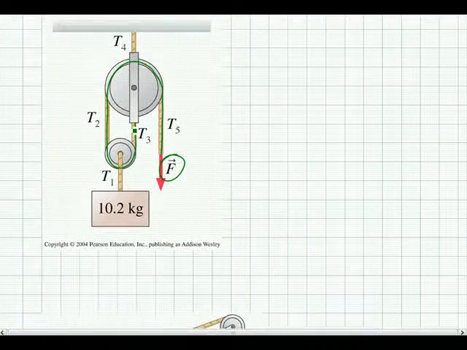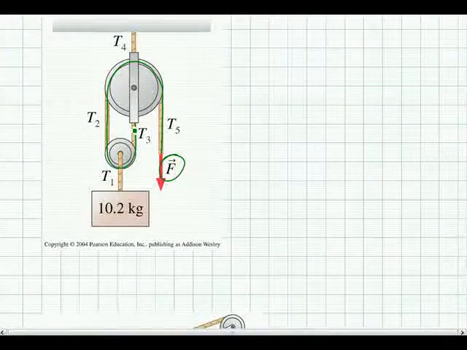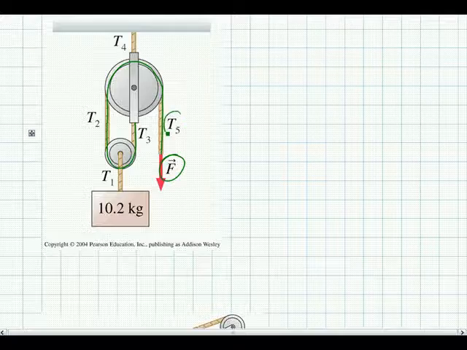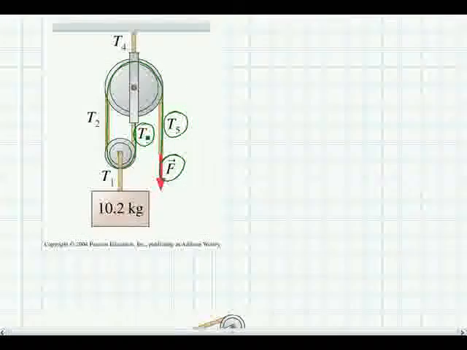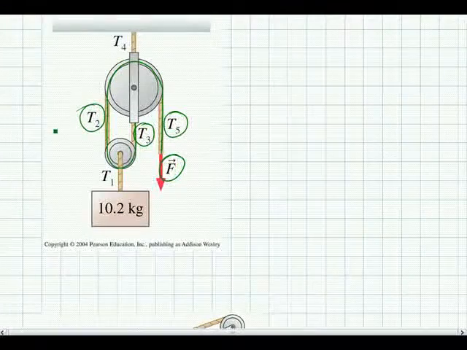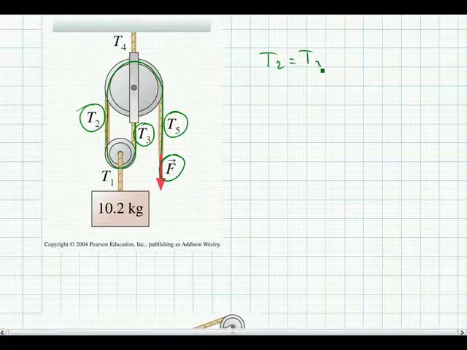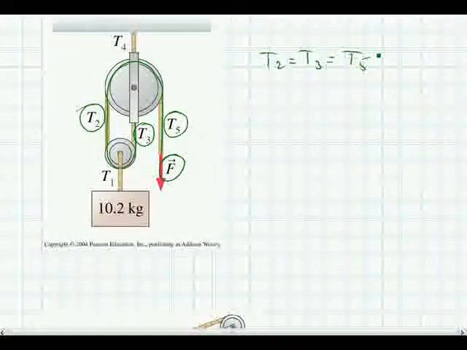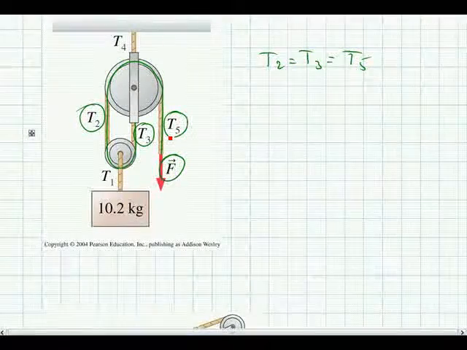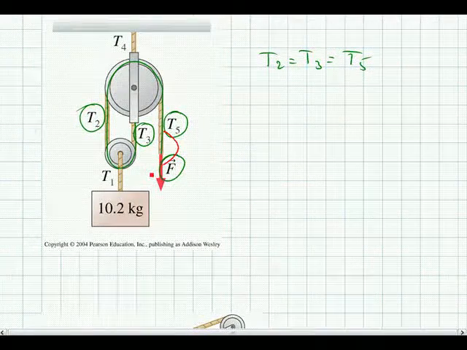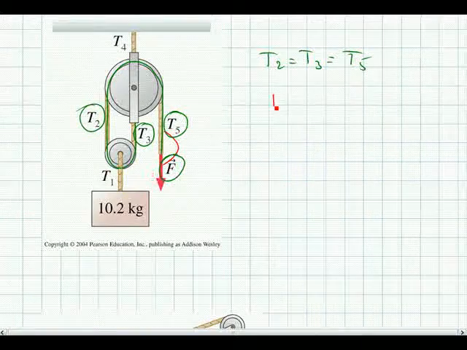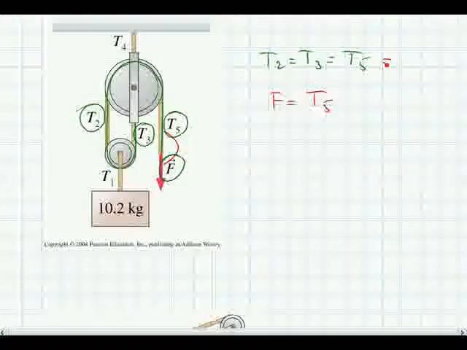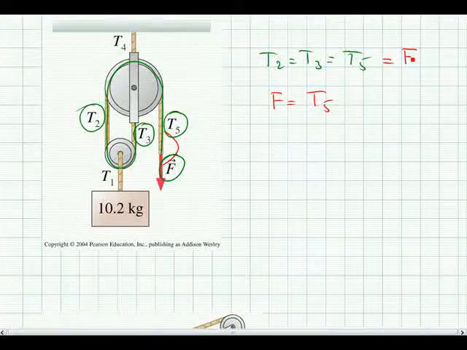Alright? So it's a massless string approximation that we use, therefore tension everywhere is constant, which means that T5, T3 and T2 are the same. So T2 equals T3 equals T5. That's the first thing that you need to note. Second thing that you need to note is that F and T5 form an action-reaction pair. So F is equal to T5. That's good. So we can add that here.